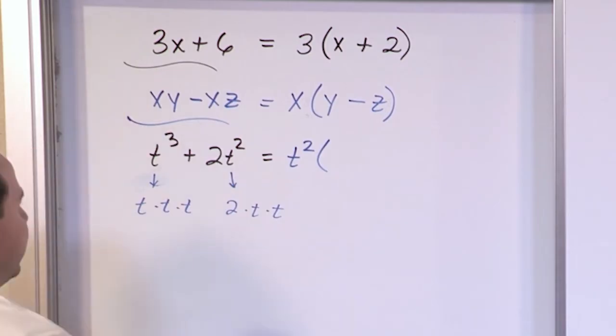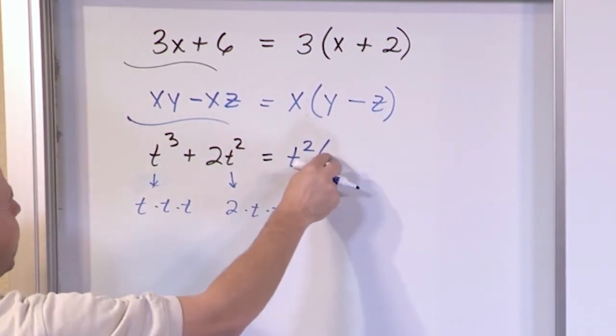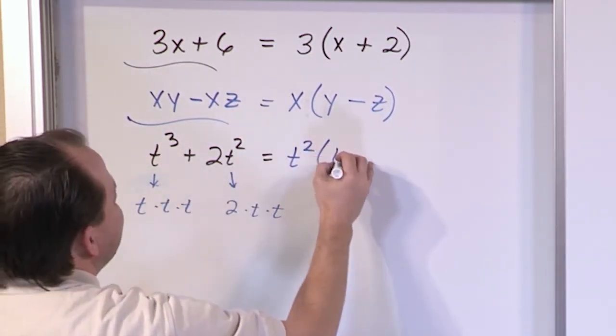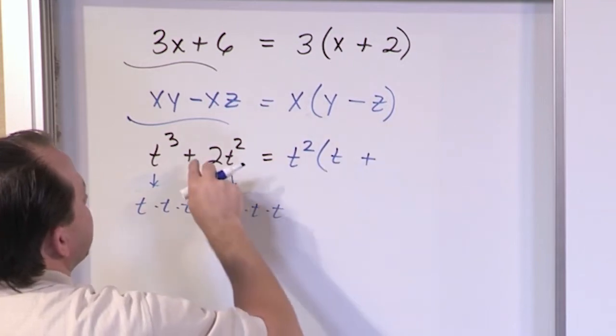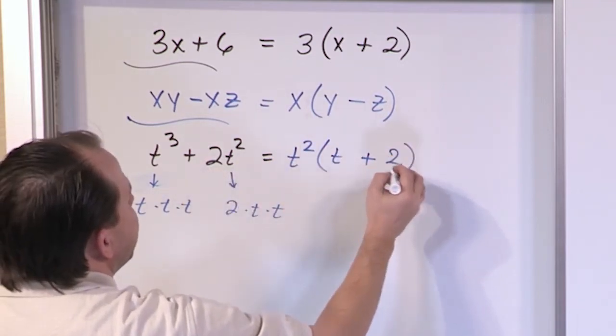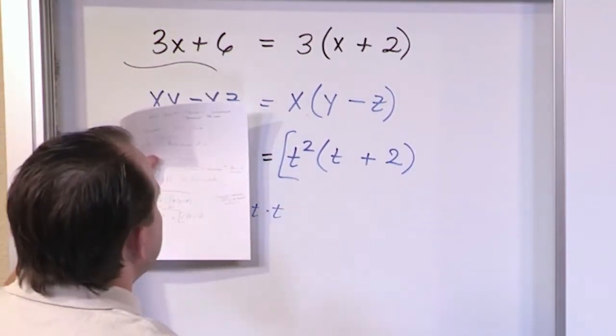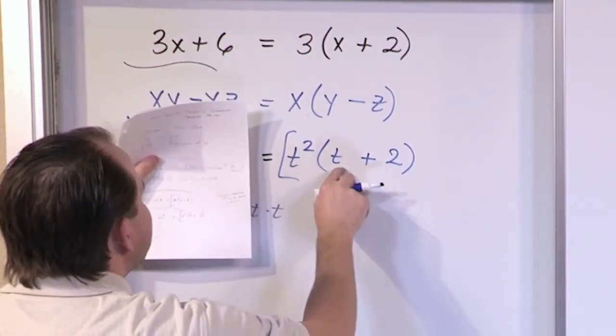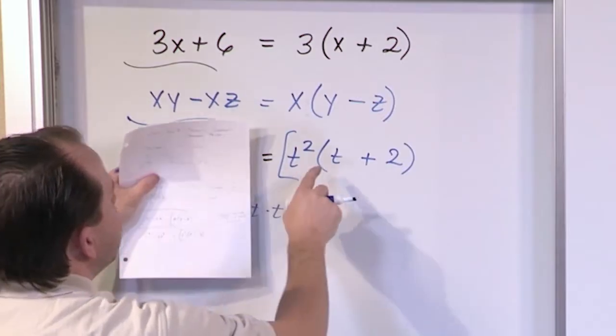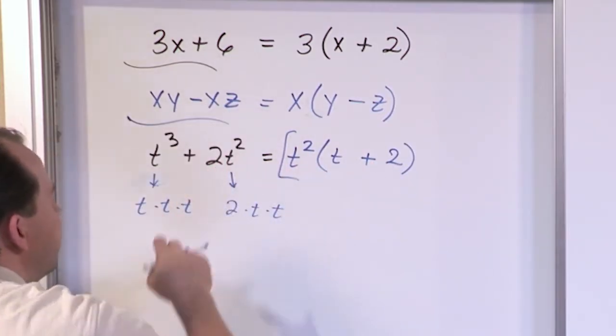I'm going to open my parentheses. What do I need to write down here to make it true? I need to write down t here plus 2. This is my factorization. And if you want to check it, just cover everything back up and distribute it in. T squared times t gives me t cubed. T squared times 2 gives me 2 t squared.